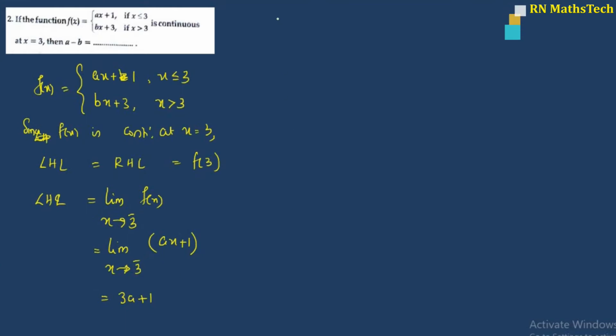Now right hand limit, RHL is equal to limit x tends to 3 plus f of x, that's equal to limit x tends to 3 plus function value is bx plus 3, that is equal to 3b plus 3, that is the right hand limit. Now left hand limit is equal to right hand limit.